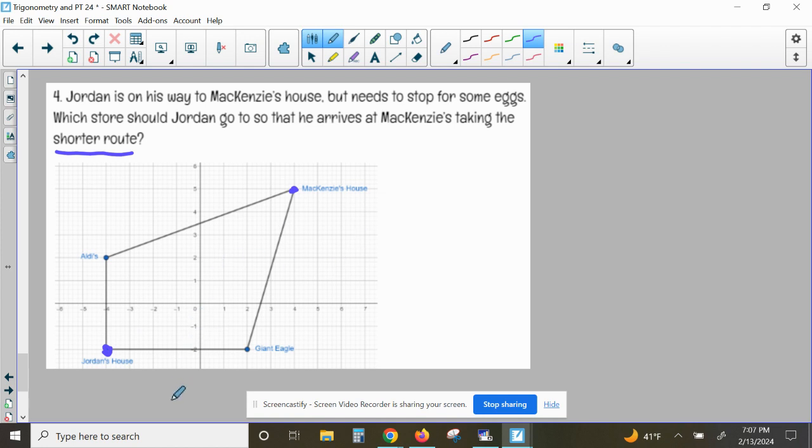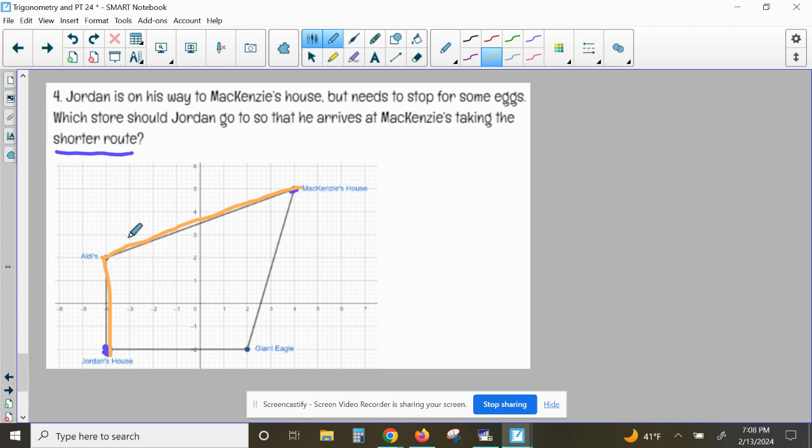Okay, so let's do them in 2 different colors. Let's go orange. So let's go from Jordan's house to Aldi's, get the eggs, and then go to Mackenzie's. We need to see how long that route is. Boom, boom. So straight there.